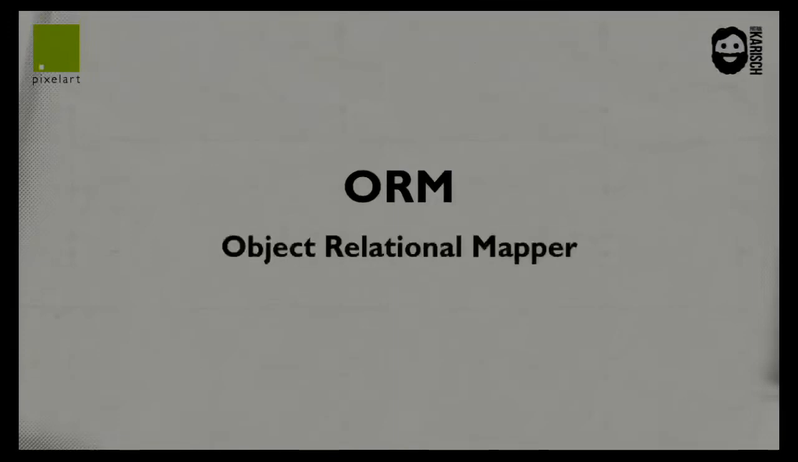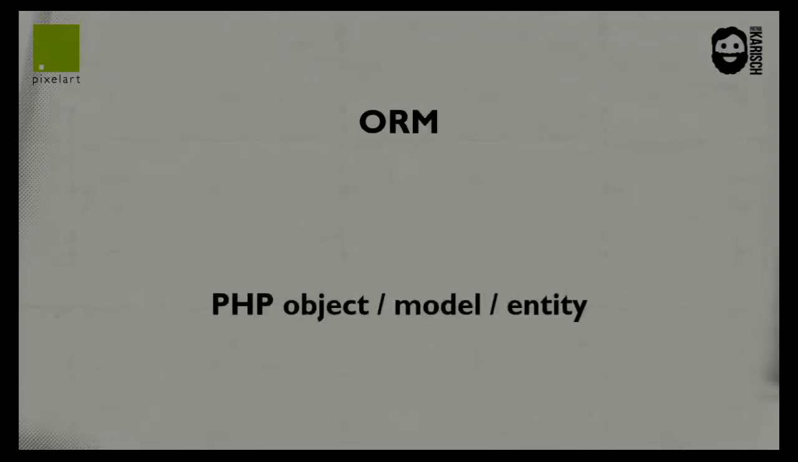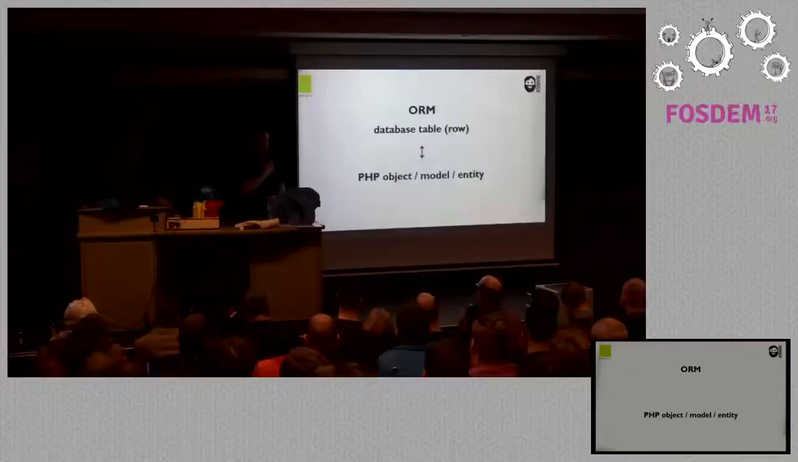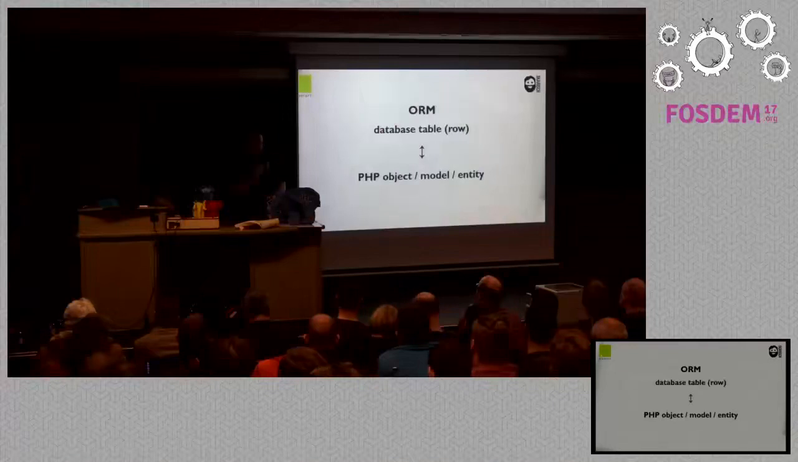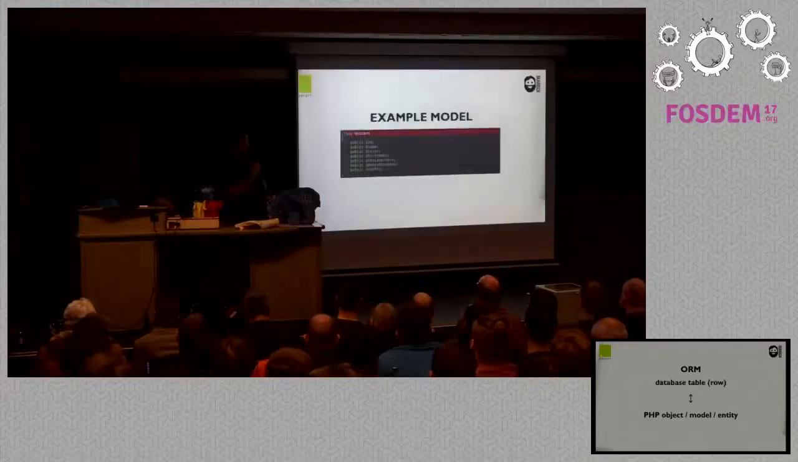An object relational mapper maps your PHP object, or model, or entity, however you want to call it, in Doctrine it's called an entity, to a database table. So, simply, an object to a database row. Let's take a look at an example model.